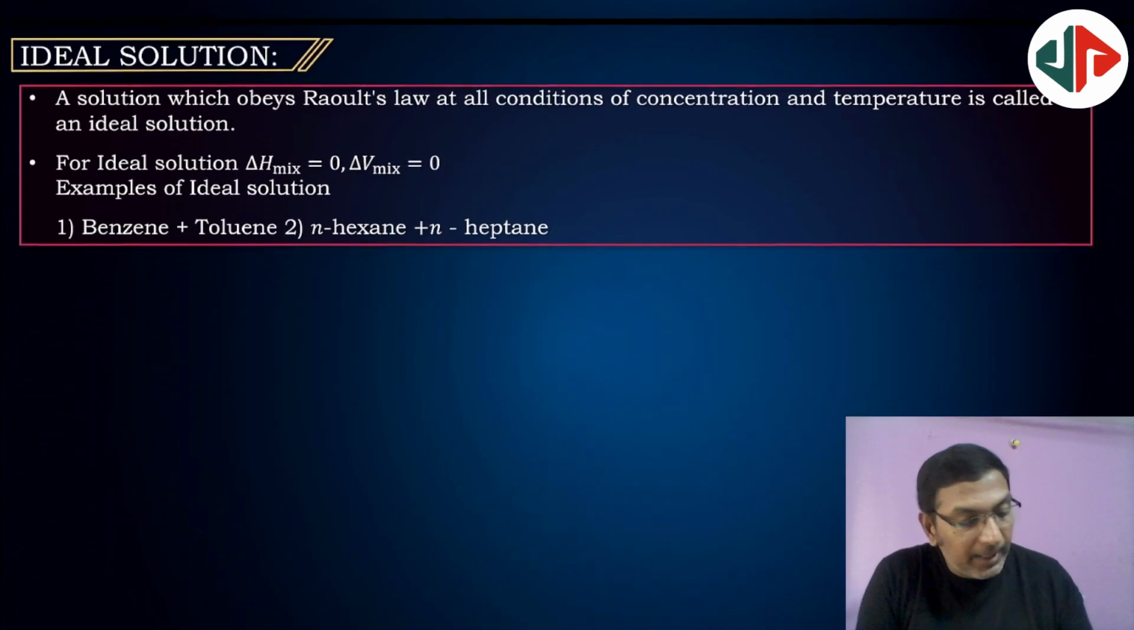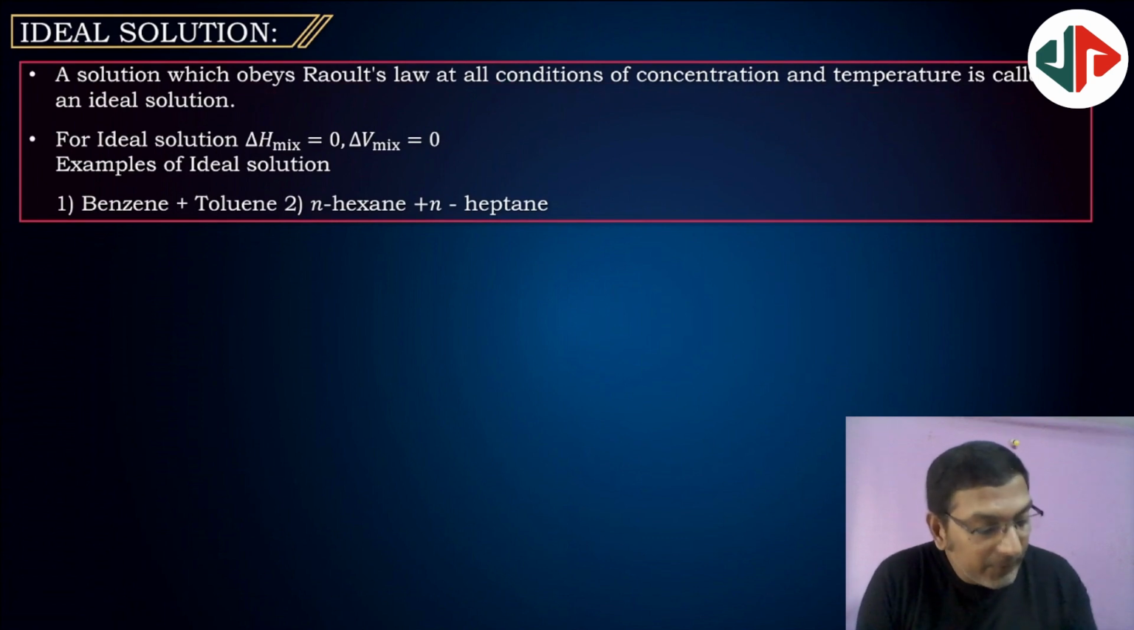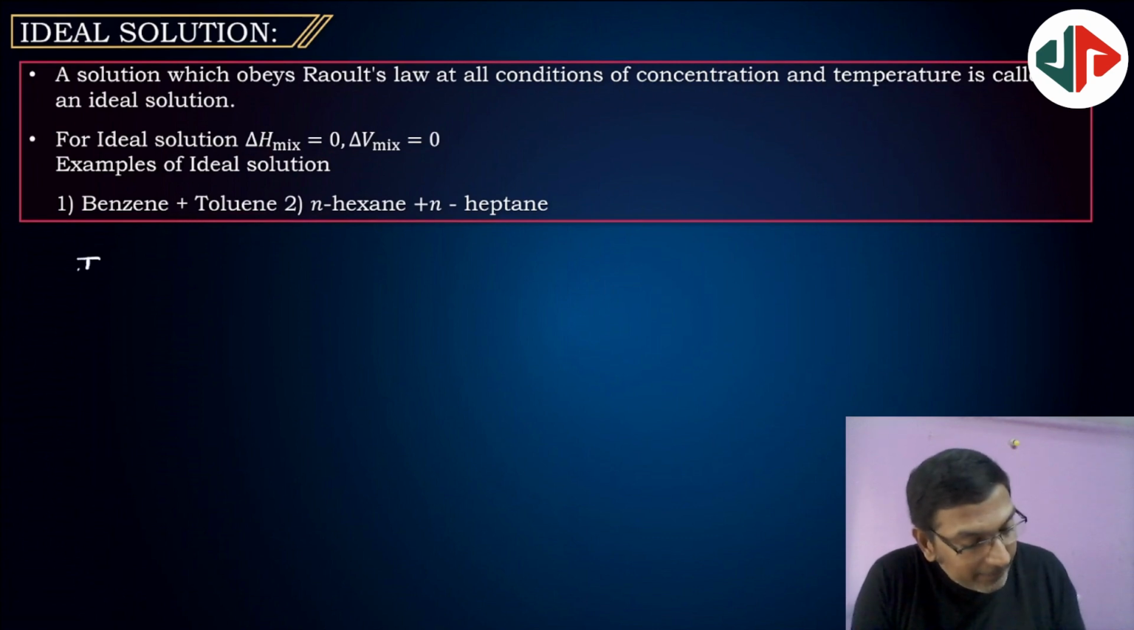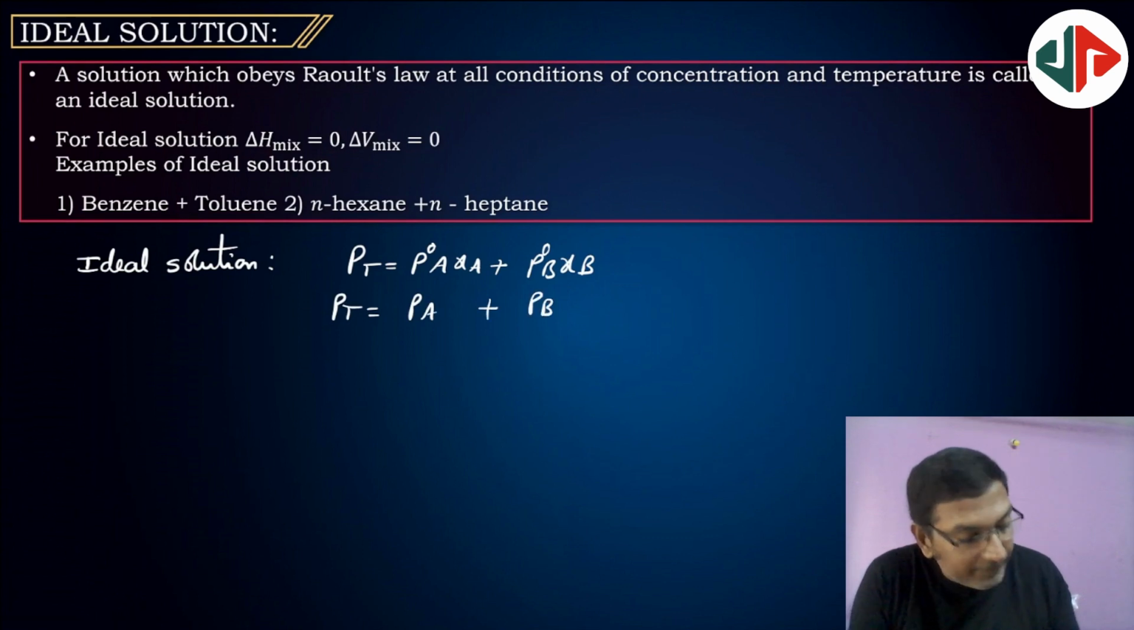Next, ideal solution. It obeys Raoult's law at all conditions of concentration and temperature. So delta H mixing 0, delta V mixing 0. So benzene and toluene, n-hexane and n-heptane. So clearly remember like this. For ideal solution, P total equal to P naught A XA plus P naught B XB, or PT equal to PA plus PB. This is ideal.